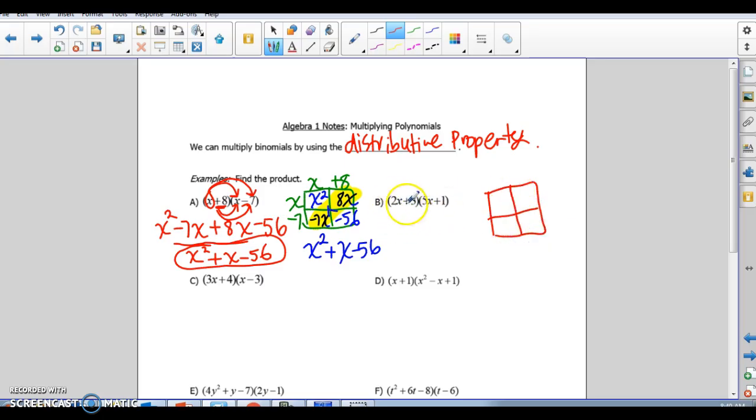So again, let's try B. We're multiplying binomial by binomial, so we're going to do the same thing. 2x plus 3, 5x plus 1. Got that? Now we're going to multiply.